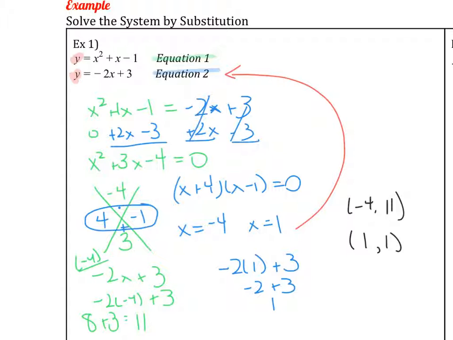If we were to graph these equations, x squared plus x minus 1 and negative 2x plus 3, they would hit at these two spots. That's what it means. So let me do one more example.